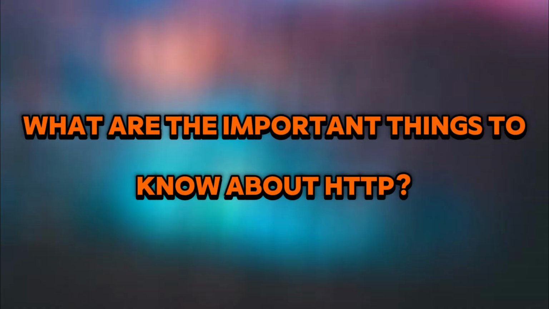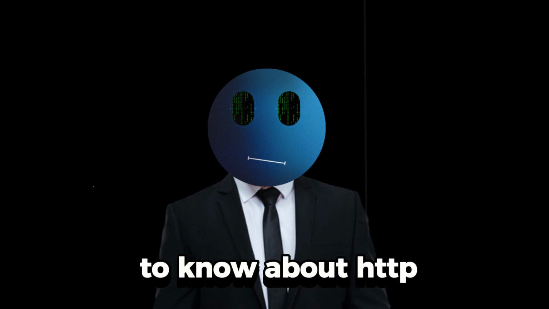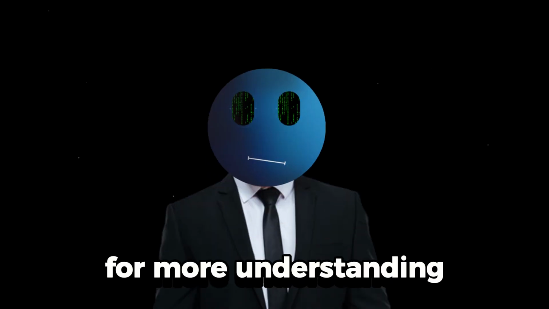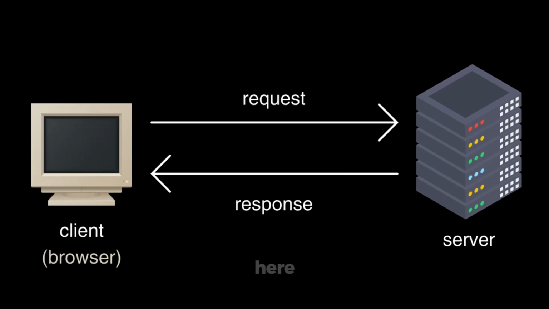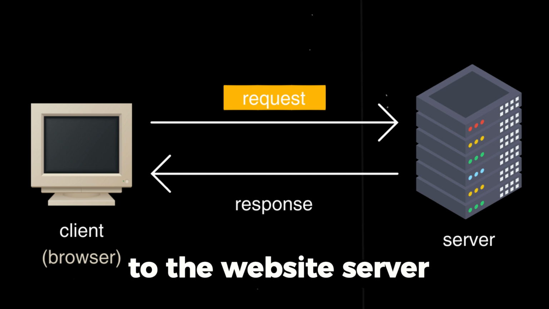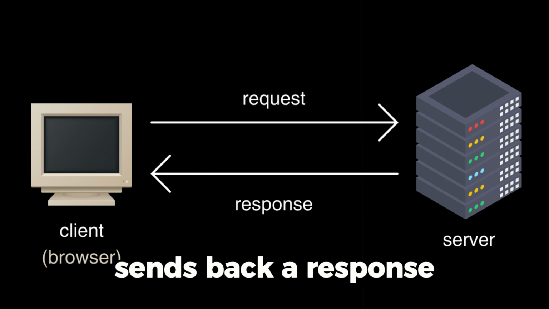2. What are the important things to know about HTTP? One of the important things to know about HTTP is understanding what is a request and a response. For more understanding, let's see this diagram. Here, as we saw earlier, when you visit a website, the browser sends a request to the website server, then the website sends back a response.